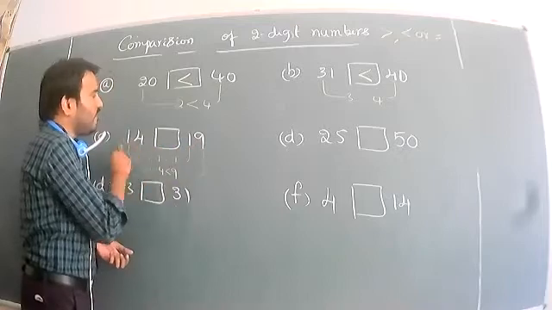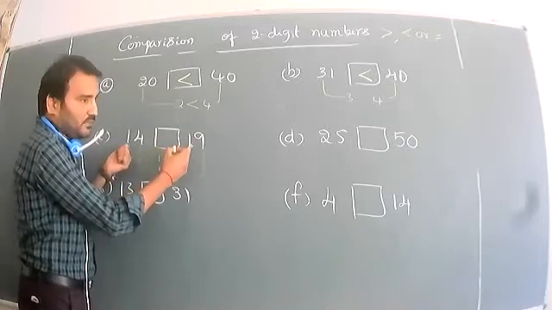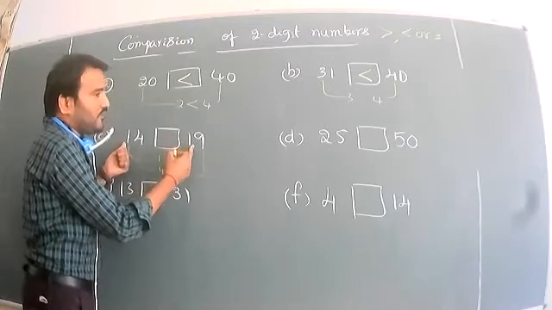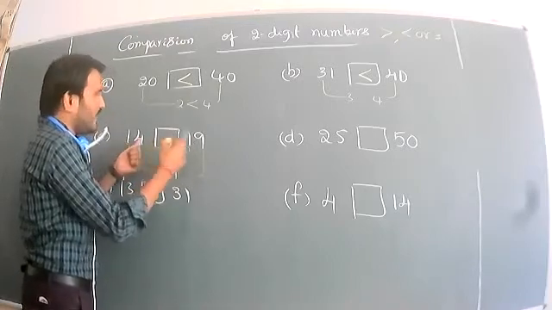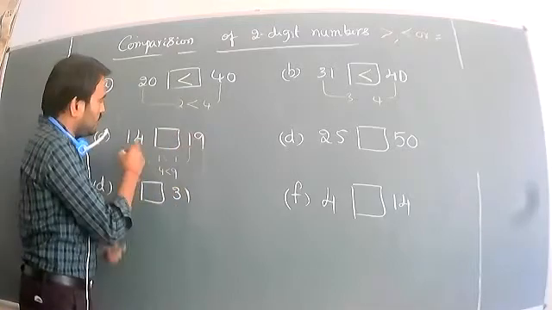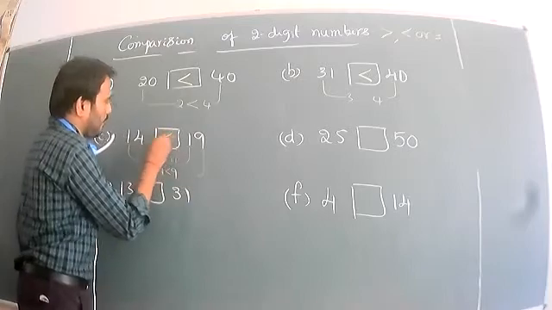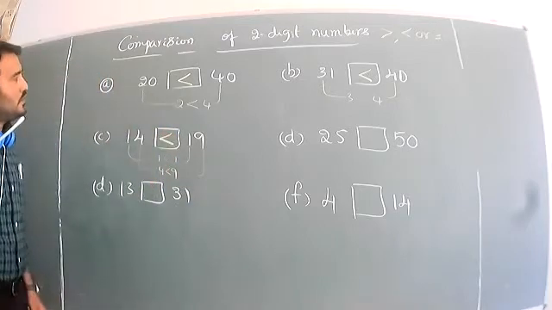Sometimes the first digits will be the same. Sometimes it will be given, sometimes not. So if the first digit is the same, we can go for the second digit, 9. Which one is greater? 9 is the greater. Smaller is 14.